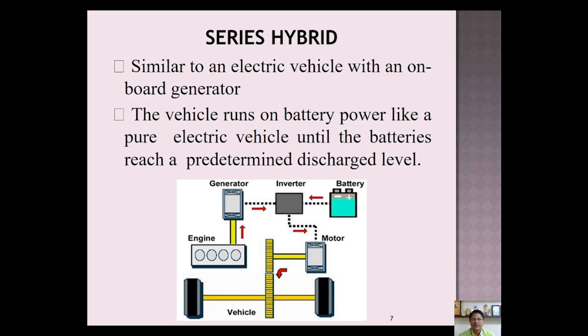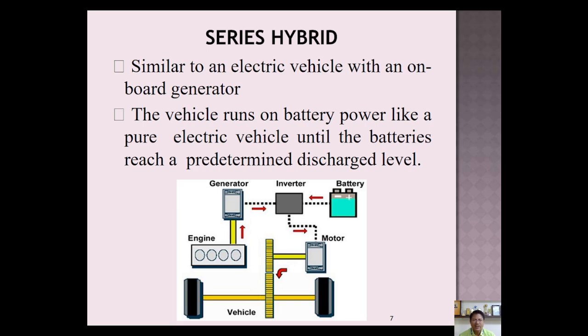Now we will move to series hybrid. If you look at this figure, the IC engine is not directly connected to the drive. It is connected to a generator. That generator is connected to an inverter. That inverter converts the power to DC to store it in the battery, and it also receives the DC current from the battery and supplies it to the motor. That motor is used to drive the final wheel. So the sources are not directly connected to the wheel; it is connected through the motor.